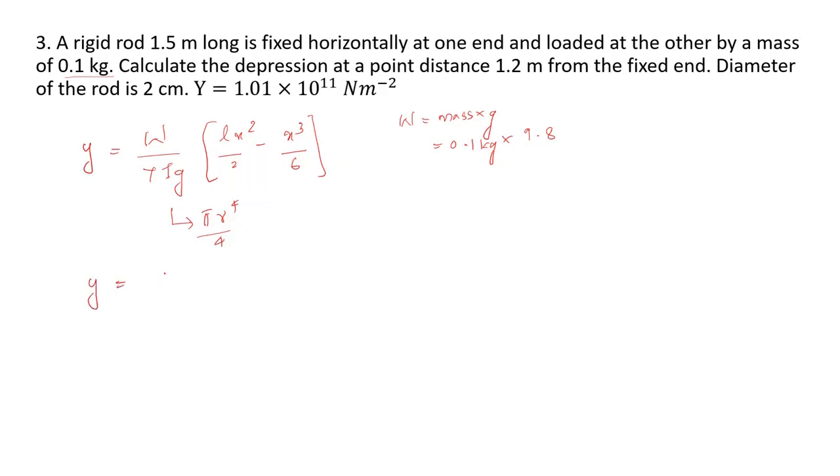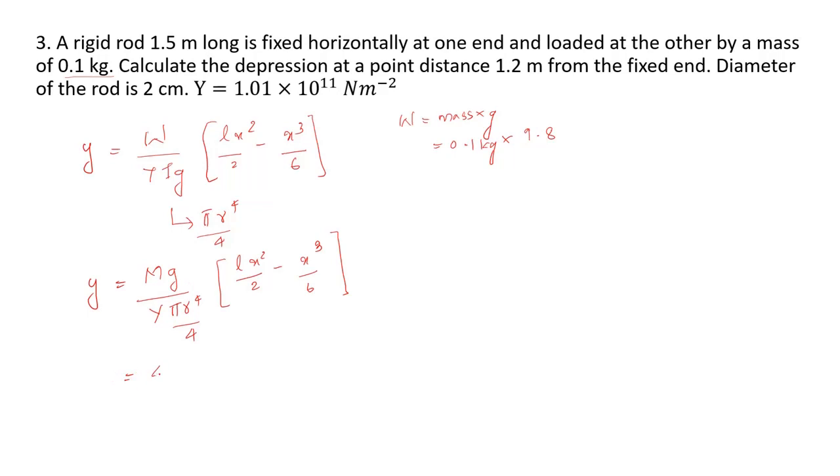Y is equal to mg divided by y into pi r to the power 4 by 4, and the expression L x squared by 2 minus x cubed by 6. Let's try to rearrange this equation. I would like to take x squared by 2 from this bracket to the outside.